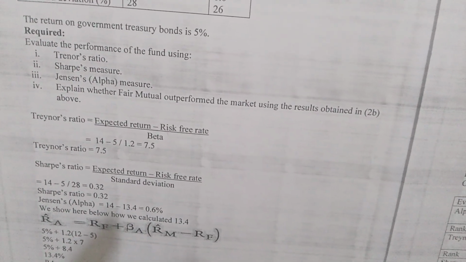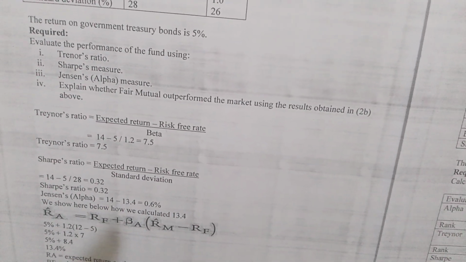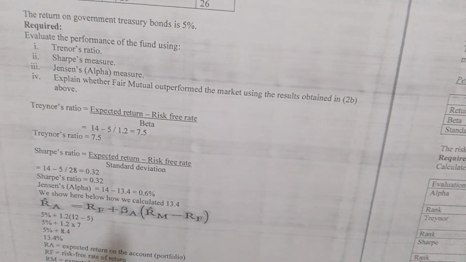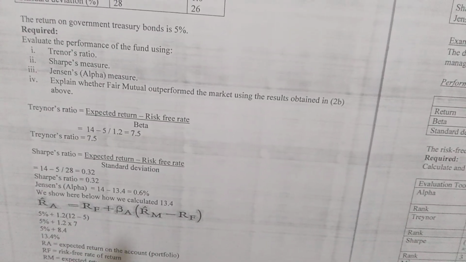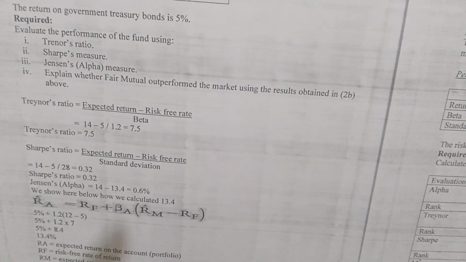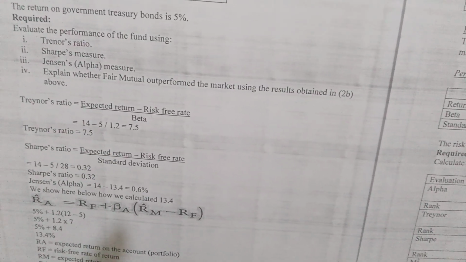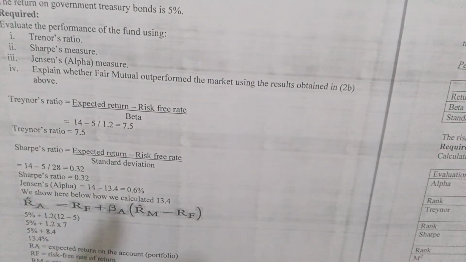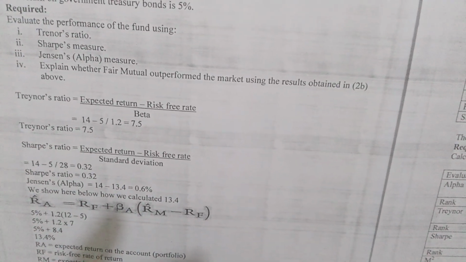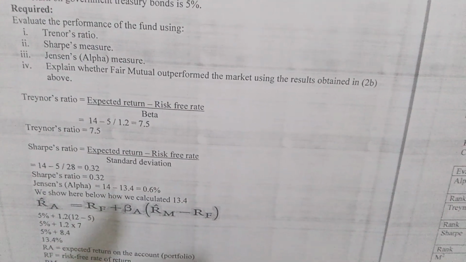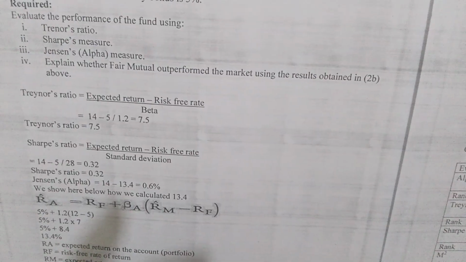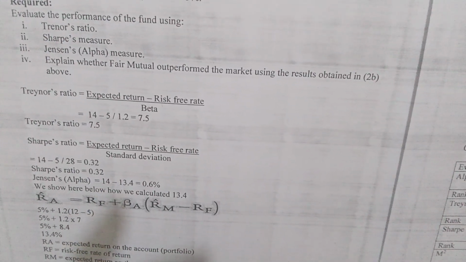The Sharpe's ratio, the difference is with the denominator, whereas for Treynor's ratio we divide by beta. For Sharpe's ratio we divide by standard deviation. Remember, the difference between the beta and the standard deviation is that beta measures the systematic risk, that risk which cannot fully be diversified, whereas the standard deviation measures risk associated with the unsystematic risk.